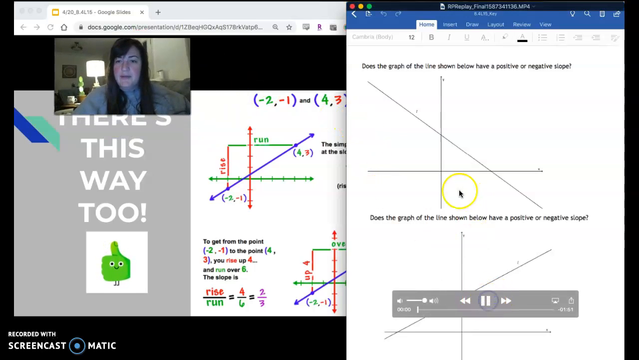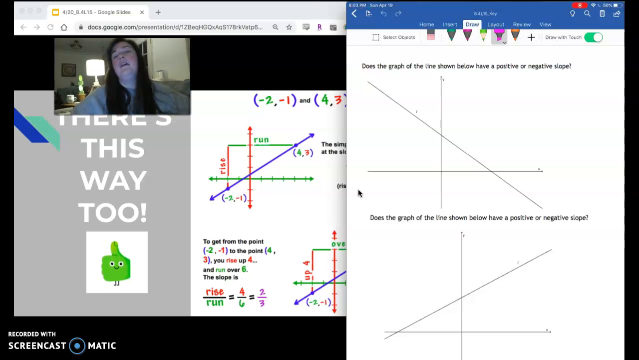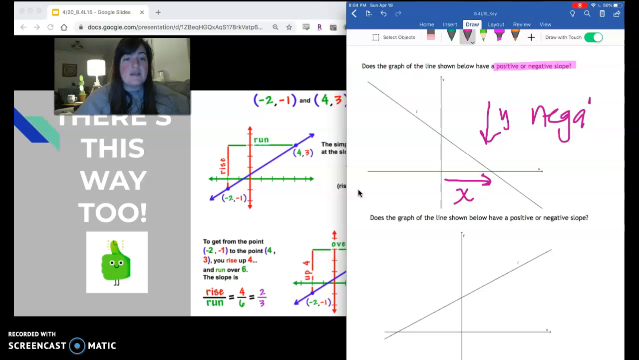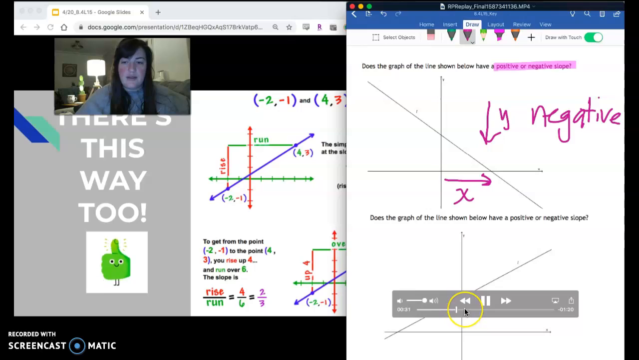So for the first problem, you have to determine if the slope is negative or positive just by looking at the line. And so we want to look at, is the y increasing or decreasing as x increases? As we read from left to right, what's the y doing? In this case, as you read from left to right, the y is decreasing, making this a negative slope. So your explanation would be, this is a negative slope because as x increases, y decreases. Easy peasy, lemon squeezy.